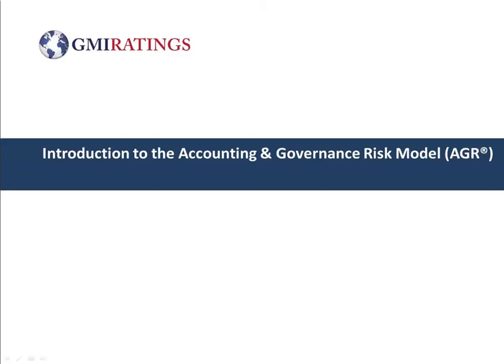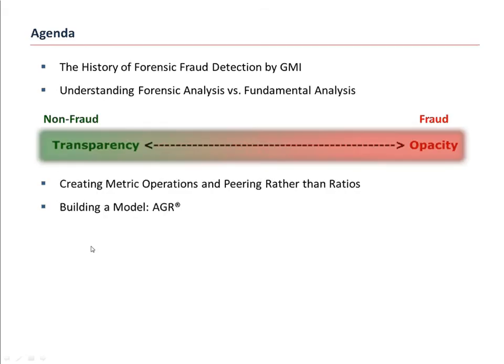Welcome. Today I'm going to introduce the Accounting and Governance Risk Model developed by GMI Ratings, a quantitative model designed to organize firms on the transparency-opacity continuum in order to predict public company accounting fraud. Let's start with our agenda.